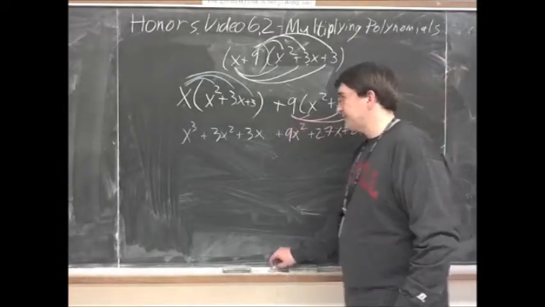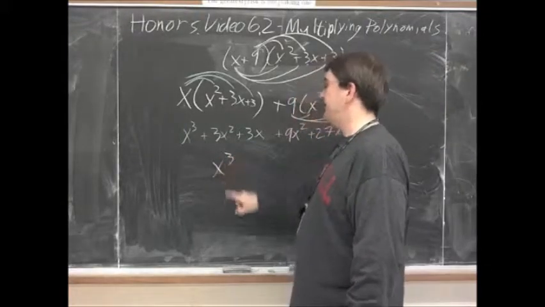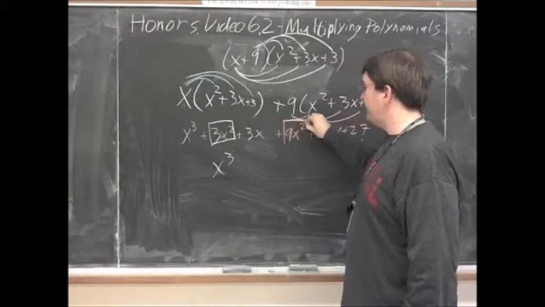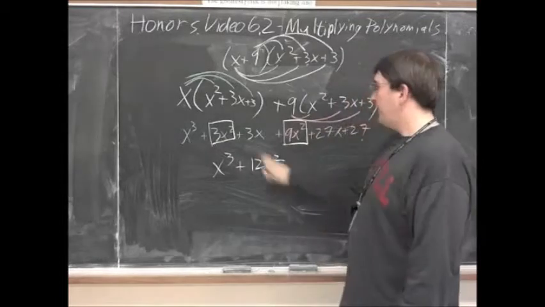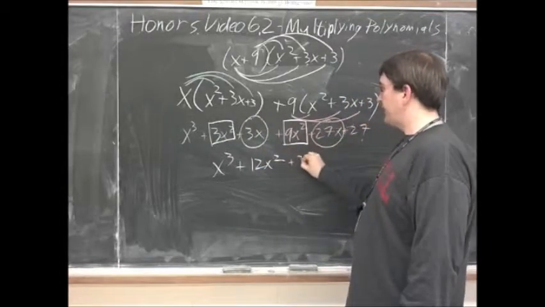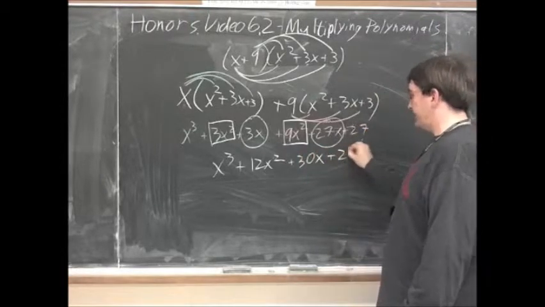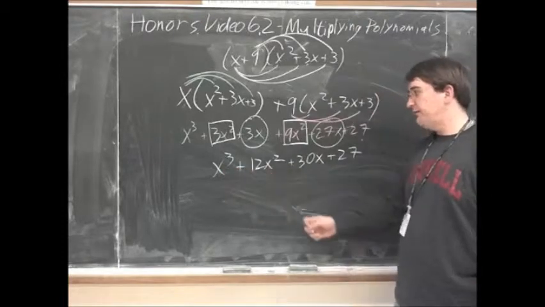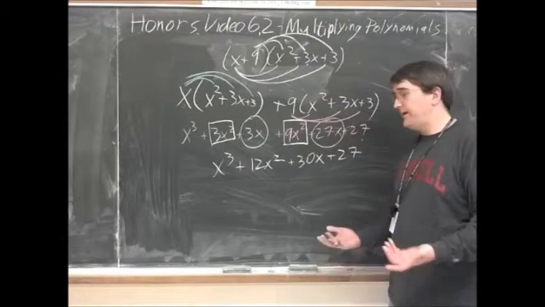I want to find like terms. X cubed, there's no x cubed to combine that with, so that's not going to change. 3x squared will combine with the 9x squared, so I get 12x squared. 3x combines with the 27x, so I get 30x. And then the 27 doesn't have anything to combine with either, so we have plus 27. And so x cubed plus 12x squared plus 30x plus 27, that will be my final answer.